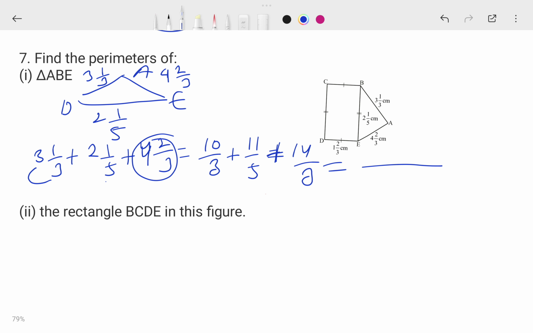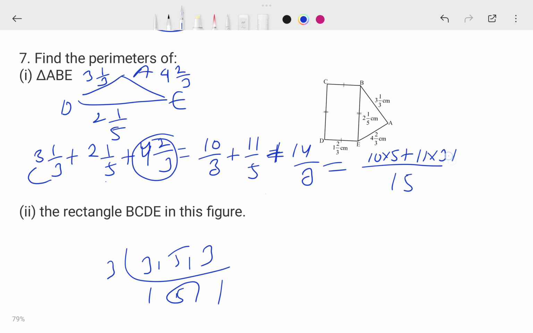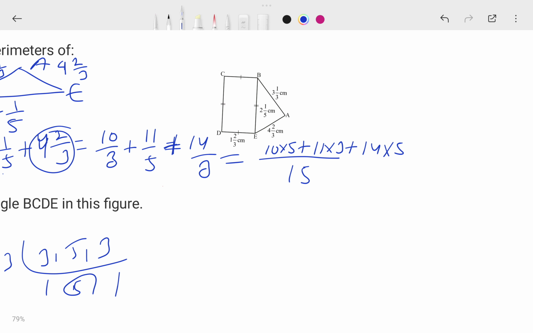Now let's take the LCM. This is 3, this is 5, this is 3. The LCM is 15. In 3 table, 15 is how many times? It is 5 times. So this is 10 into 5, plus. In 5 table, 15 is 3 times, so 11 into 3, plus. And for 14 by 3, again 5 times. Now 10 into 5 is 50, plus 11 into 3 is 33, plus 14 into 5 is 70.